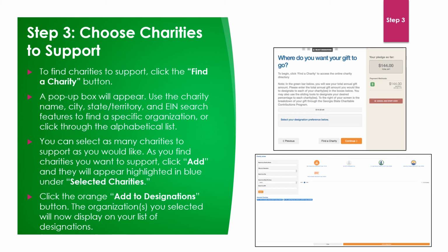When you find a charity to support, click Add, and that charity will display at the bottom under the Selected Charities section. You can add as many charities as you want, and once you've finished adding charities you would like to support, click the Add to Designation button.